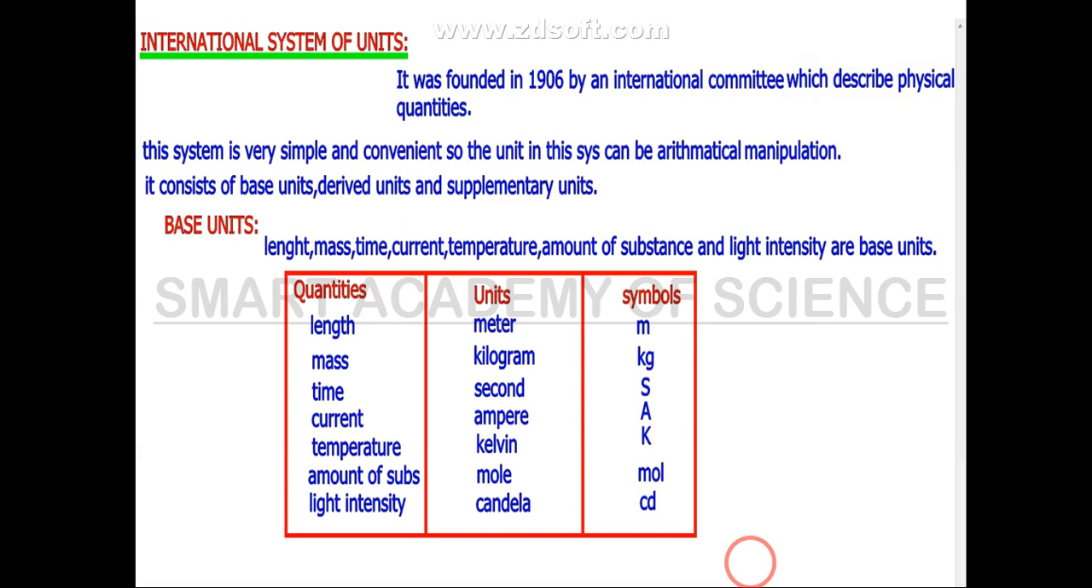This system is very simple and convenient. So the unit in this system can be arithmetical manipulation. ये system बहुत ही simple है और convenient है. So for this purpose we can use it in our daily life very easily. It consists of base unit, derived units and supplementary units.